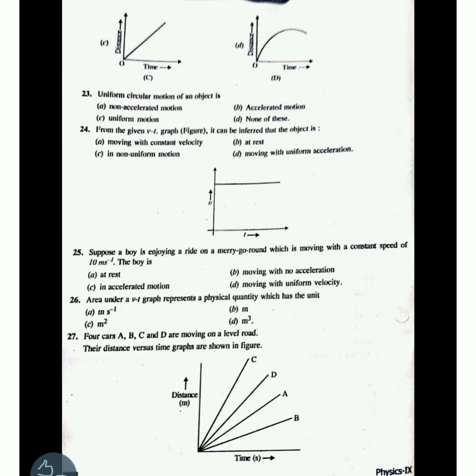Next graph: four cars A, B, C, D are shown on a level road. The graphs are given between distance and time. The slopes of B, A, D and C are given. So using the slopes you can compare their speed and find your answer. The options are given on the next page, so let's see them and you have to do them.